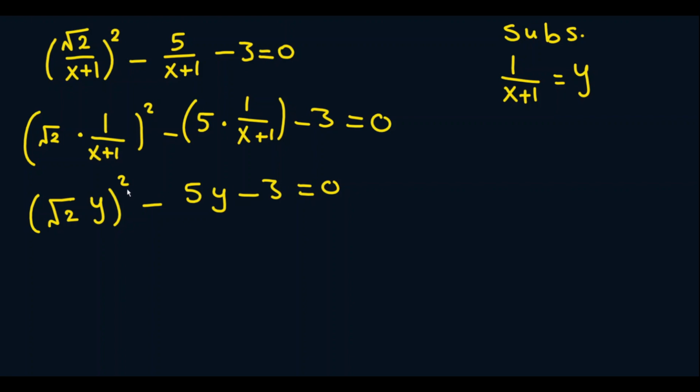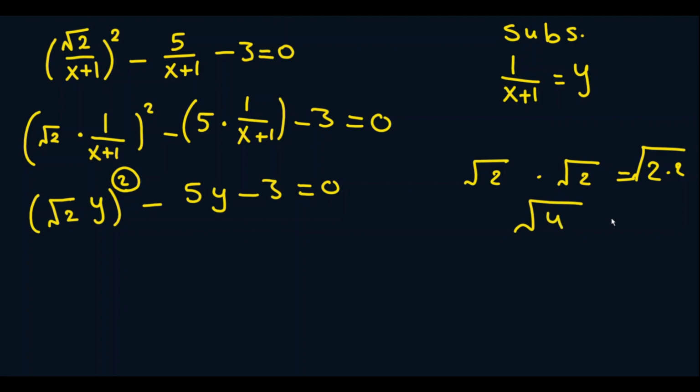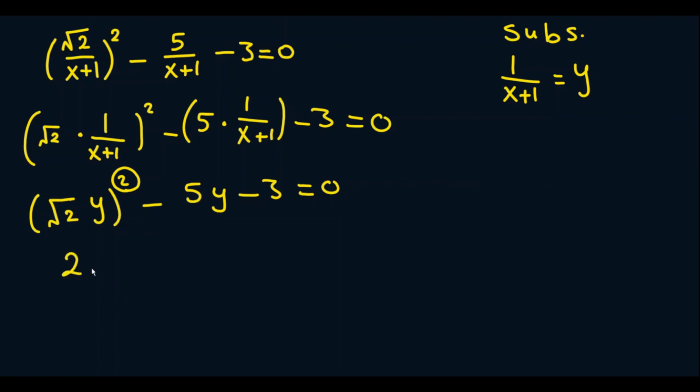So let's apply the square to whatever is inside the bracket. Root 2 multiplied by root 2 is equal to 2, or you can say root 4 is equal to 2. So we have 2y squared minus 5y minus 3 is equal to 0.